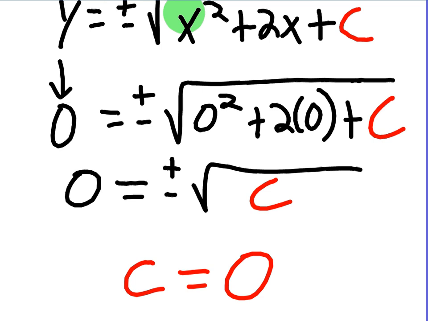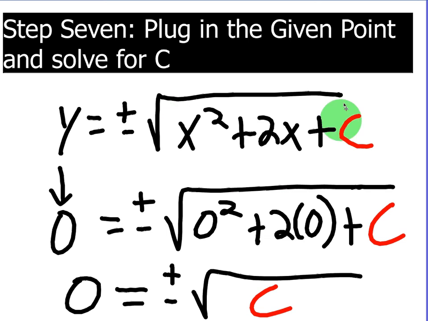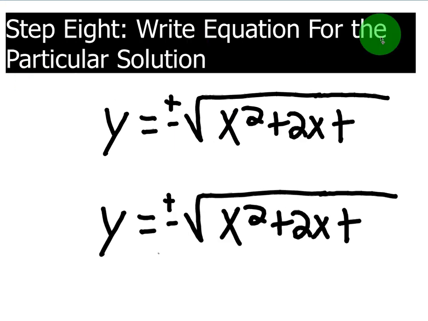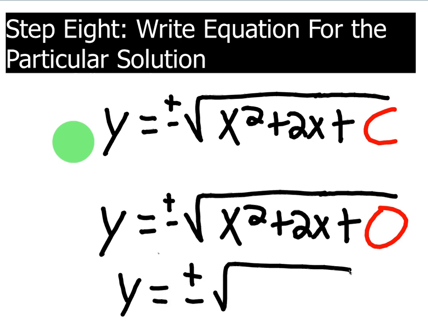Okay, so now that we've done that, and it's not usually going to be that easy, but it is for this particular case. Now that we've figured out C is equal to 0, we can just replace that in our equation, which leads us to the last step. Write the equation for the particular solution. So we're going to replace C with 0 and then just simplify that. So our final answer is y equals plus or minus the square root of x squared plus 2x.